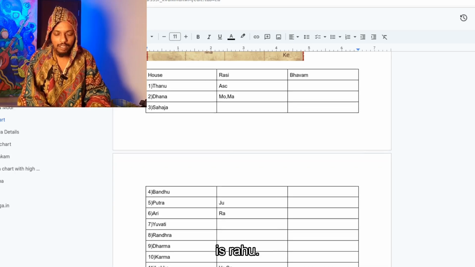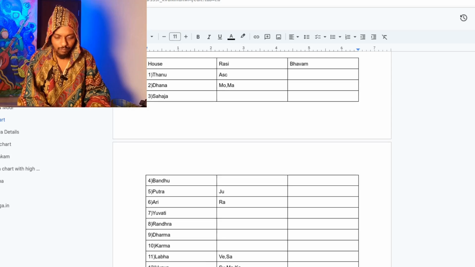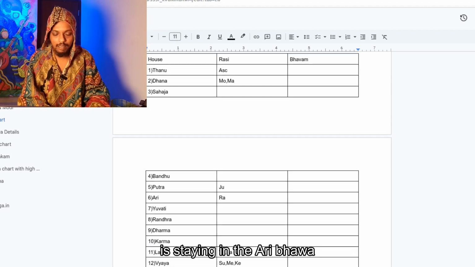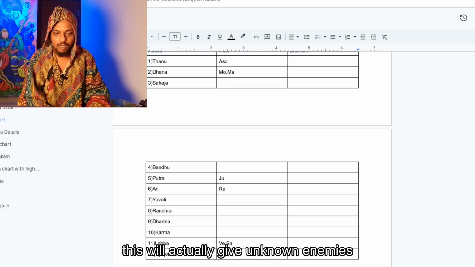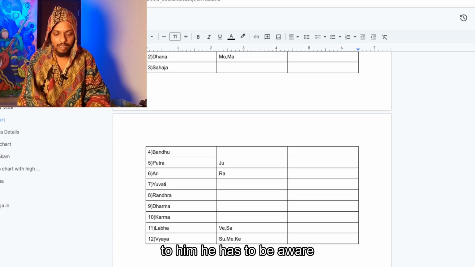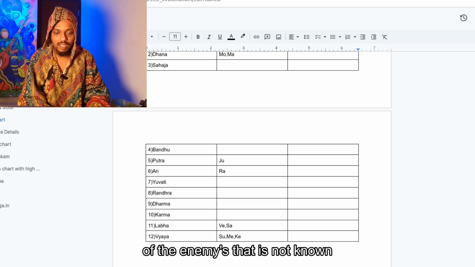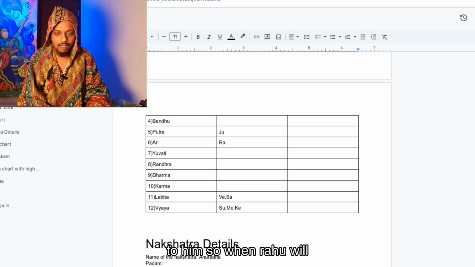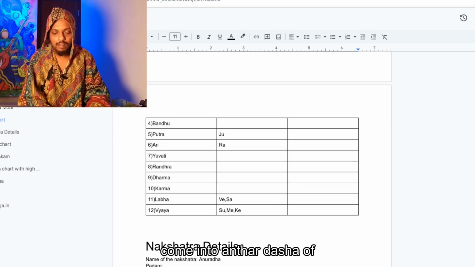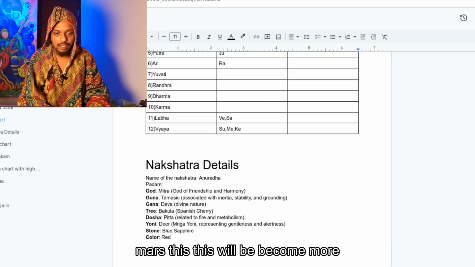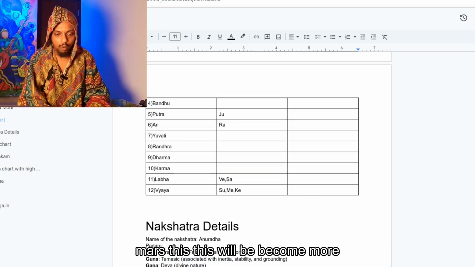In the Ari Bhava, there is Rahu. Rahu is a shadow planet that is staying in this house. So this will actually give unknown enemies to him. He has to be aware of the enemies that are not known to him. When Rahu comes into the Antardasha of his present dasha, which is Mars, this will become more evident.